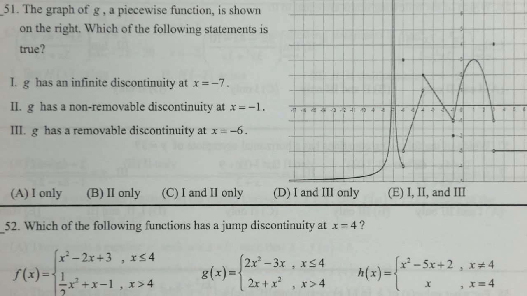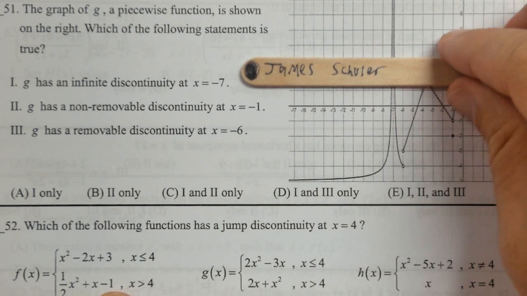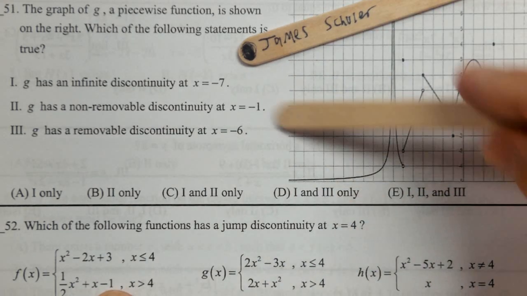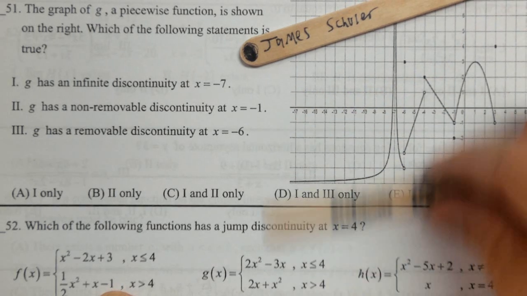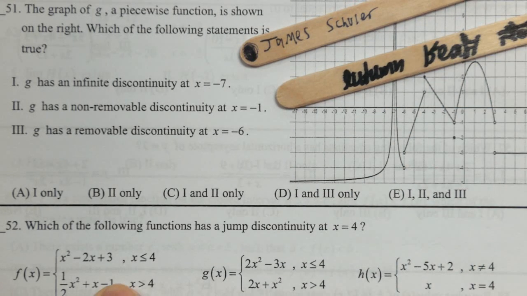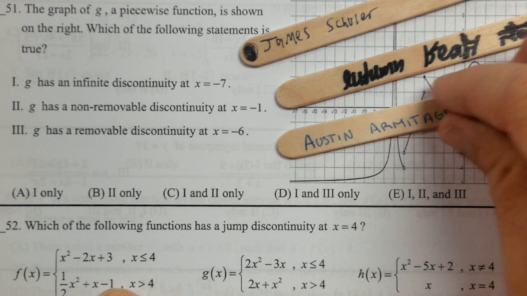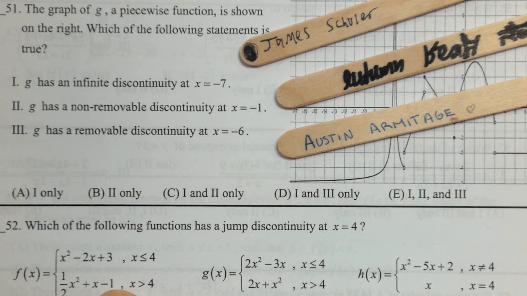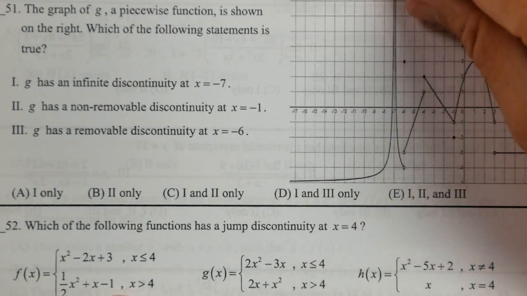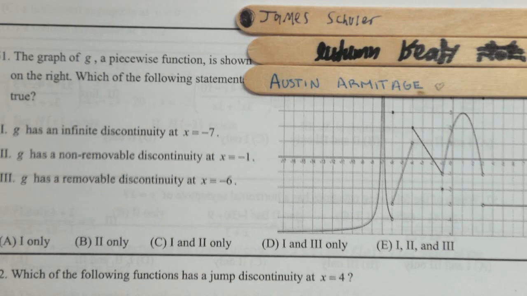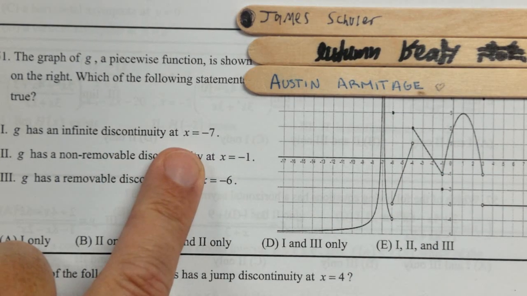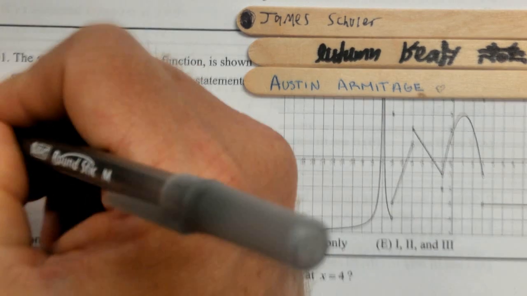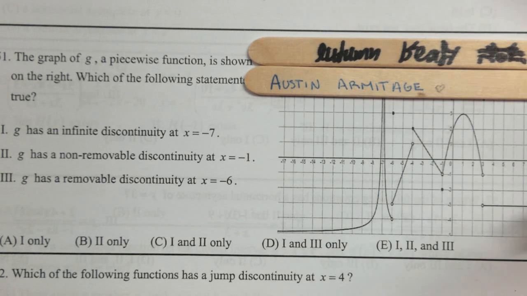51. Let's see. I've talked enough. Let's pick on some people here. So let's just get a true-false on each of these 3 statements. James, Autumn, Austin. So James, I got to move him out of the way so I can see the picture here. James, G has an infinite discontinuity at x equals -7. True or false? True. I agree.